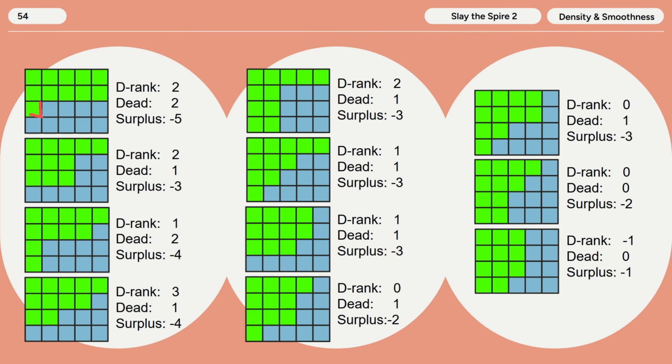This hand has 5 energy spent on basics. This deck, this arrangement of cards over here has 3 energy spent on basics. This one has 3 energy spent on basics as well. And so the surplus comes through at -3. Which arrangements of the deck spend the most energy on non-basics? Well, they're over here with the highest surplus. This one's -2 surplus with Dyson rank 0. This one's -1 surplus with Dyson rank -1.